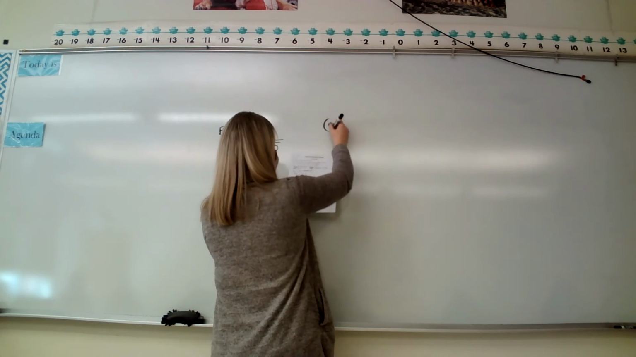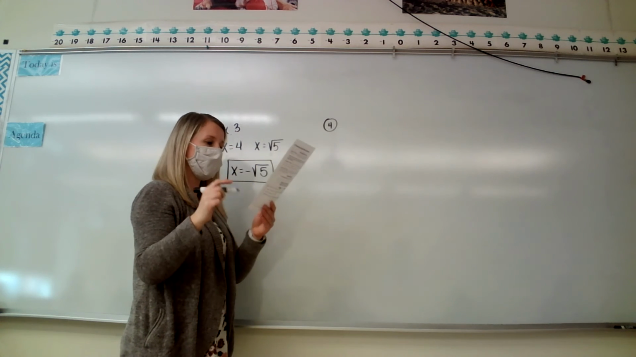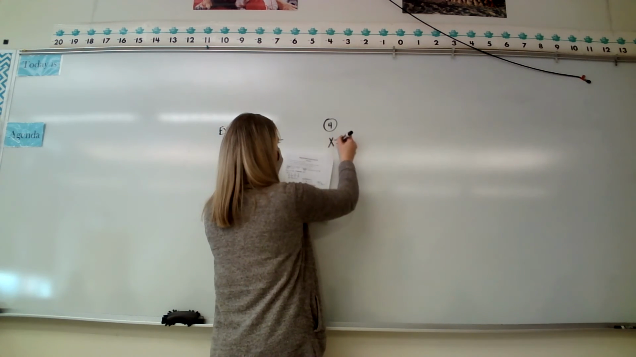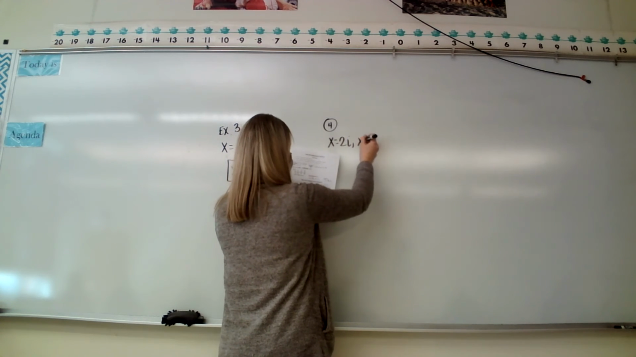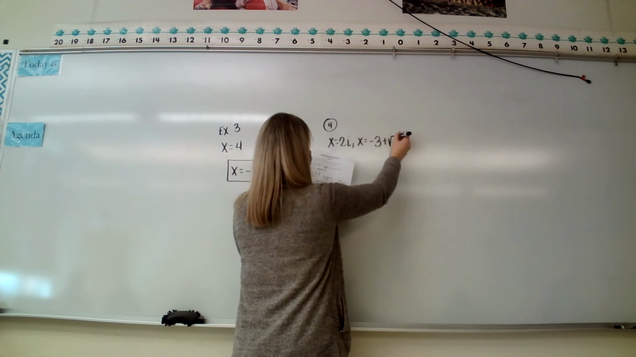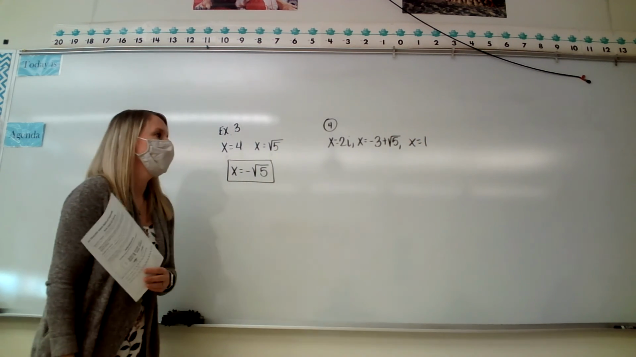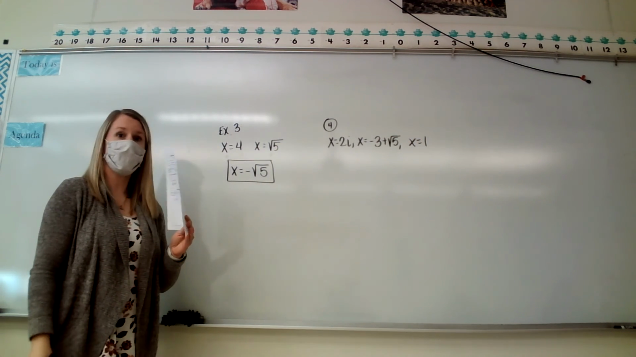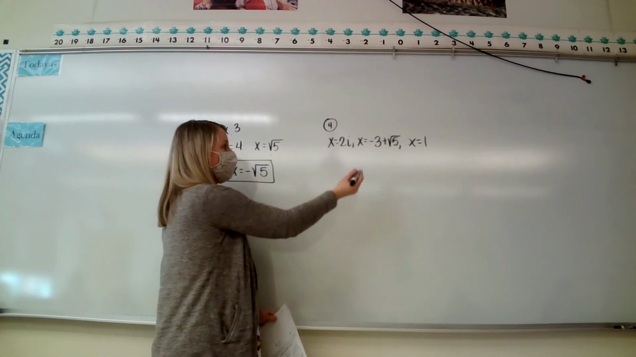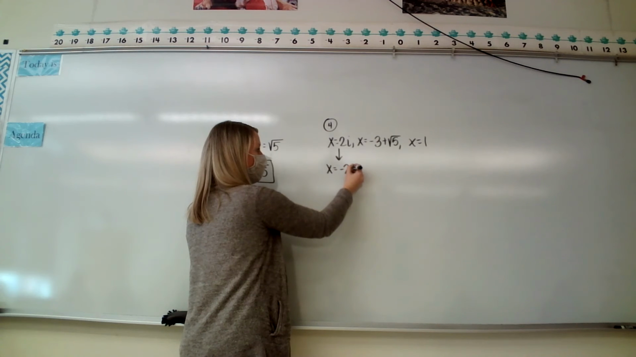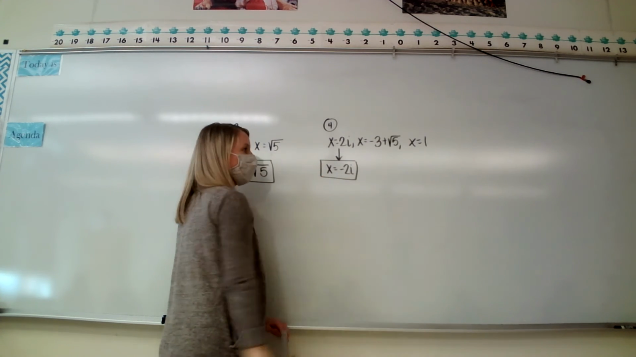And then example 4 is kind of the same idea. A quintic polynomial has real coefficients. We have zeros at x equals 2i, x equals negative 3 plus root 5, and x equals 1. Name the other zeros. So what I usually do is just go, oh, I see an i. Since that's positive, I'm going to have negative 2i. So that one I have to add in.